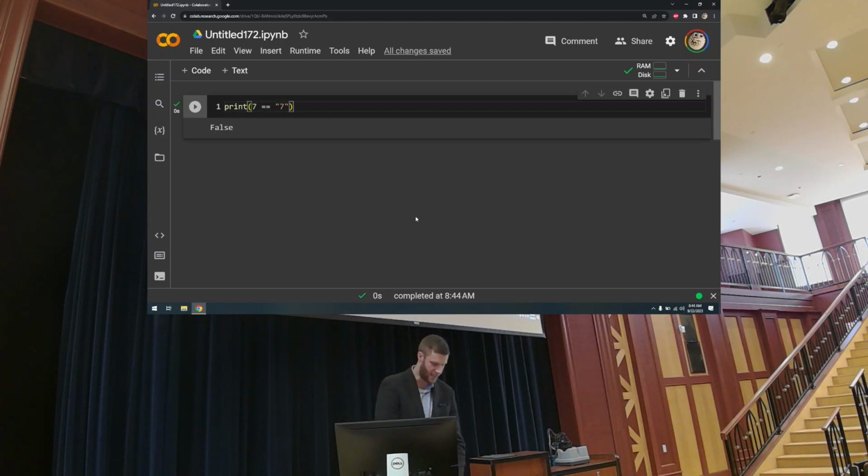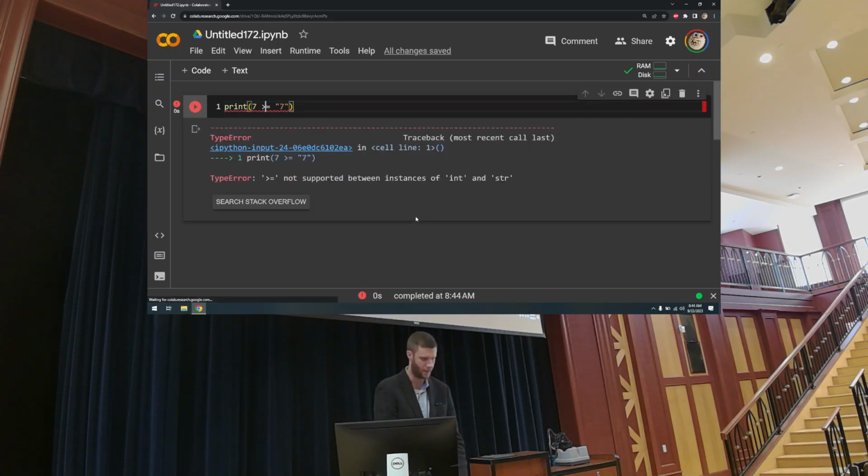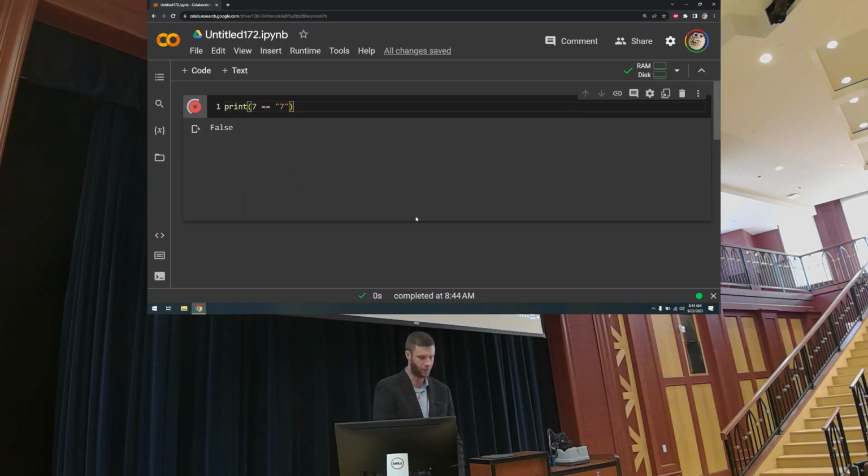Where if I did this, it crashes saying I can't use greater than or equal to on an integer and a string. But if I check for equality, it doesn't crash. It runs. But of course, they're not equal. Did anyone try any other combination that was peculiar to them?